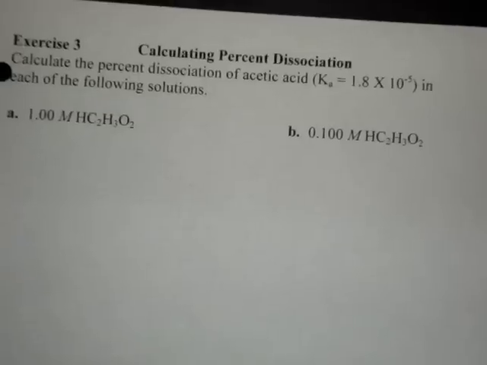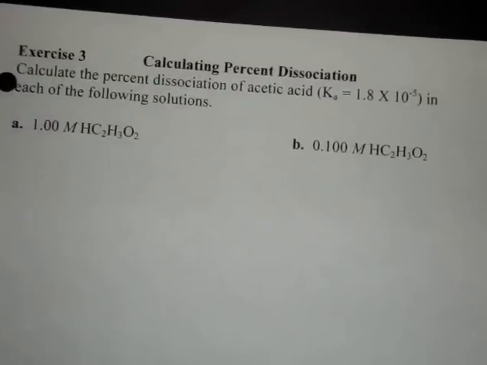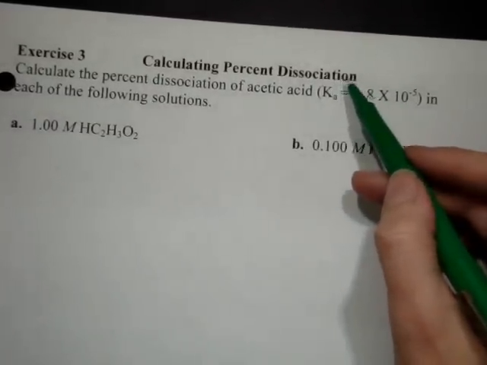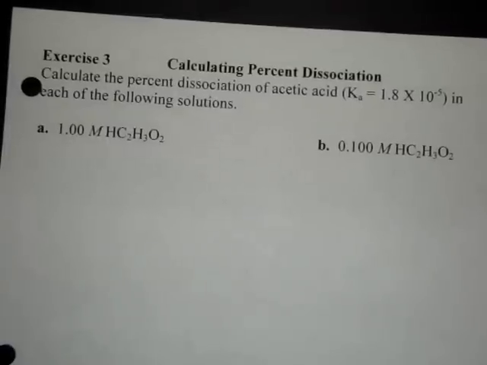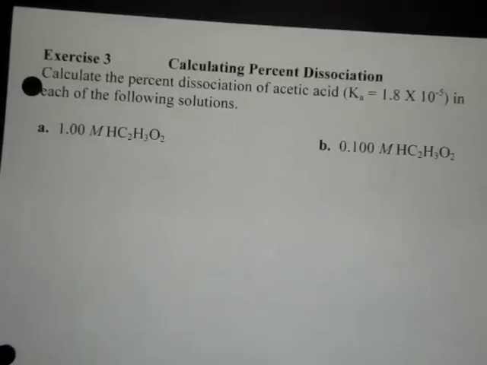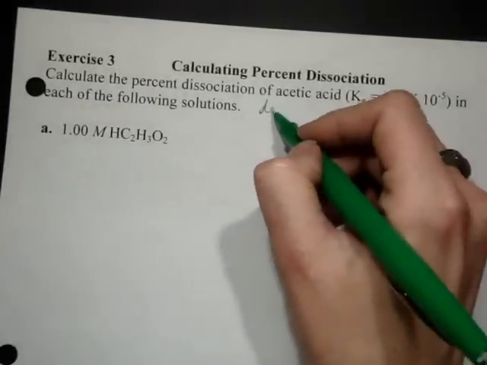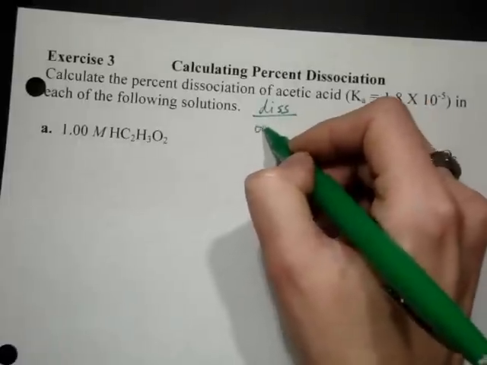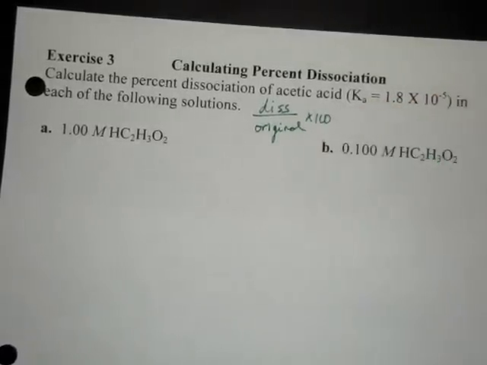Alright, continuing on with more pH of weak acids and bases, we have calculating percent dissociation. Process is going to be incredibly similar. The only difference will be at the end. Instead of calculating pH, we're going to be calculating how much dissociated out of the original concentration. So then a percentage, so be times 100.